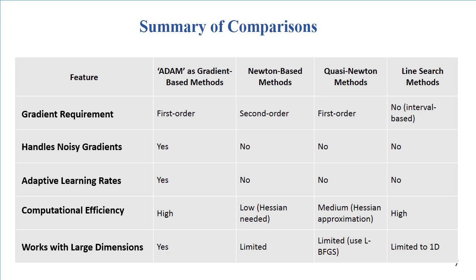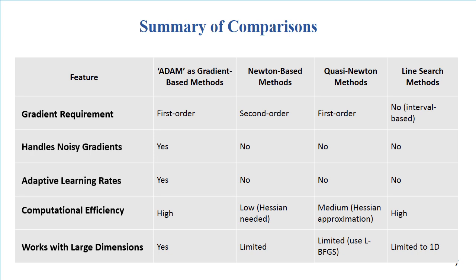To further demonstrate the effectiveness of this method compared to other optimization techniques, this section provides a brief comparison with several well-known optimization methods based on key features, as summarized in the table shown here. As can be seen, similar to quasi-Newton methods and unlike Newton-based methods, this algorithm requires only first-order gradients and does not need second-order derivatives, namely the Hessian matrix. Moreover, two major advantages of this method over Newton-based methods, quasi-Newton methods, and line search methods are its ability to handle noisy gradients and its use of adaptive learning rates.